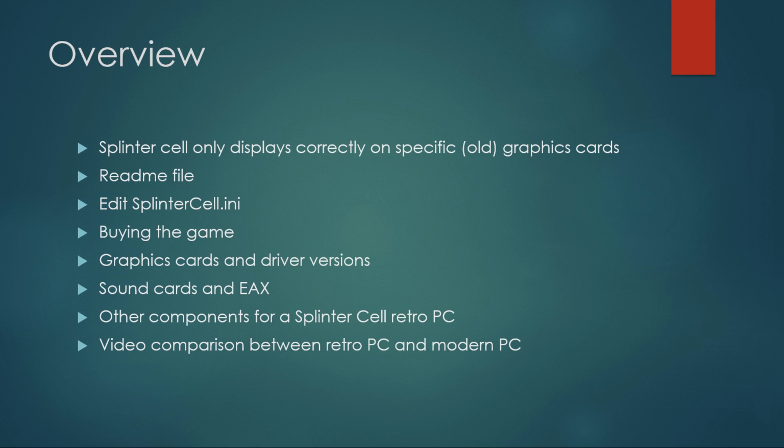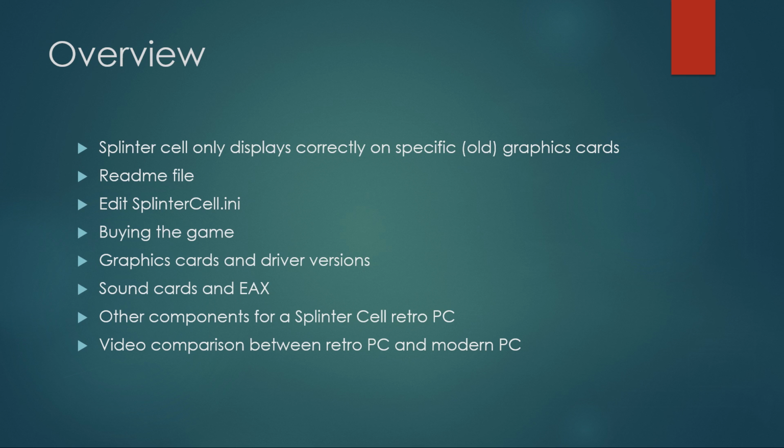Okay, so in this video, we're going to have a look at why the game only runs correctly on specific graphics cards. We're going to have a look at the Readme file because there's a lot of interesting tech info in there. I'll show you how to edit the SplinterCell.ini file, which you need to do in order to make sure you're getting the right shadow mode going. I'll talk about where you can buy the game. We have a look at all the graphics card options and the driver versions and what I recommend. And then we have a look at sound cards and EAX.